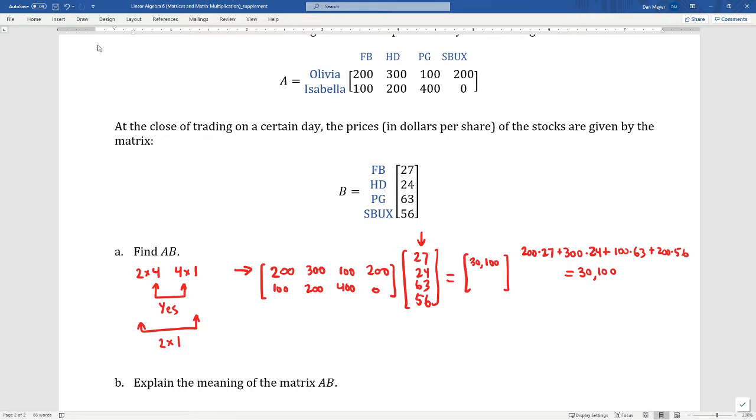And then the second entry, again, this is a 2 by 1 matrix. The second entry we'll find by taking our second row times the only column available. So 100 times 27 plus 200 times 24 plus 400 times 63 plus 0 times 56. And that works out to be $32,700.